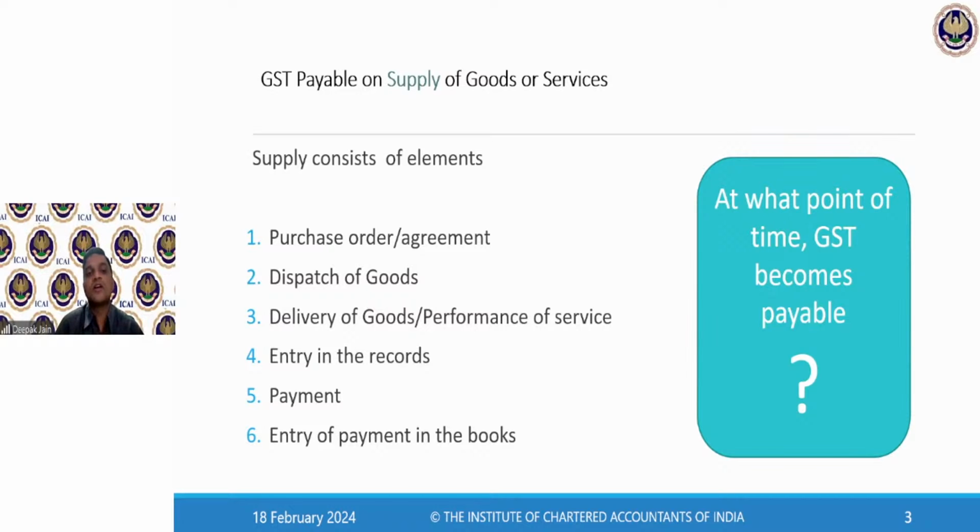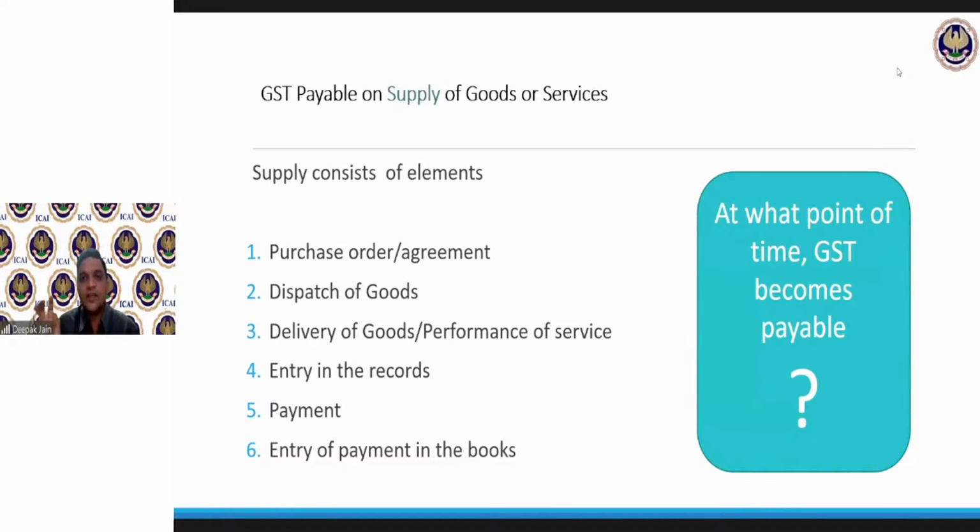Now, supply could consist of various elements. Take a practical transaction: when does a transaction trigger? What are all the pointers which will get attracted for a transaction to get completed? Before GST, we'll have to look into the business transaction, because business will have various transactions and we will have to cover those transactions and then see when GST is payable on that.